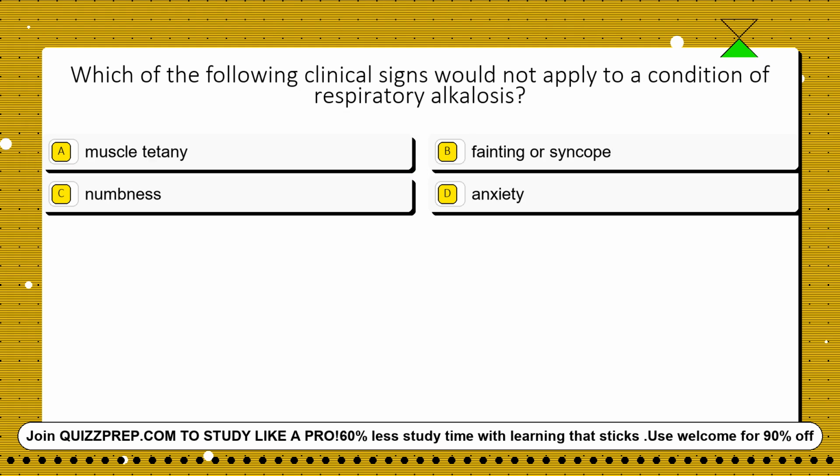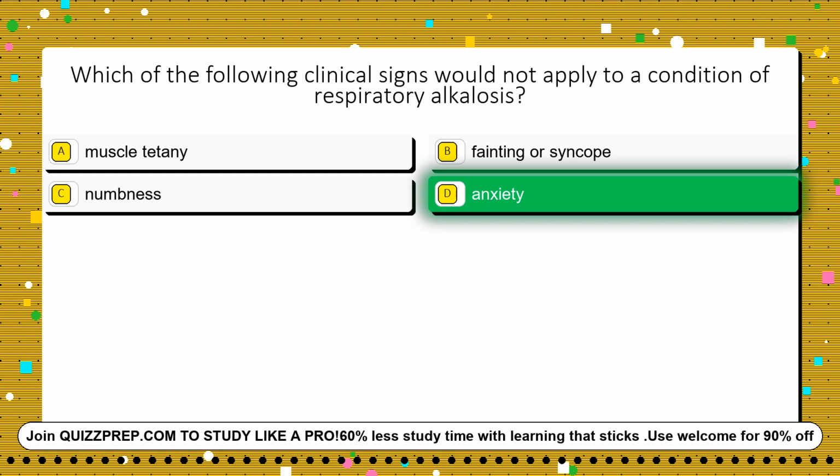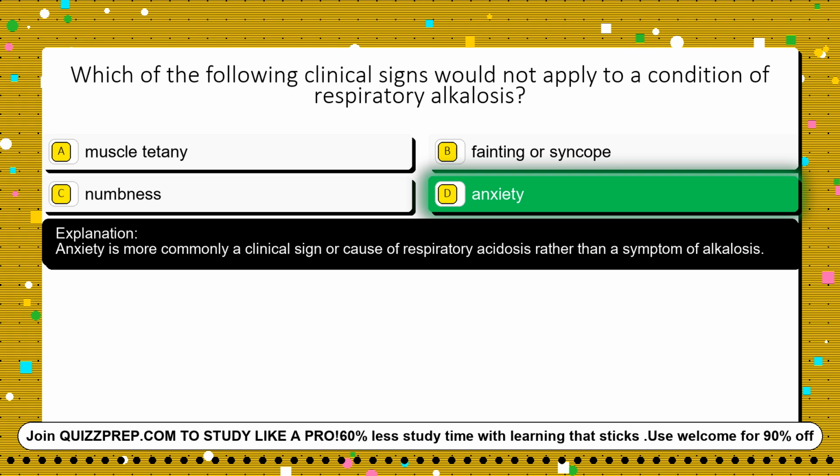Question 45. Which of the following clinical signs would not apply to a condition of respiratory alkalosis? Option A, muscle tetany. Option B, fainting or syncope. Option C, numbness. Option D, anxiety. The correct answer is option D, anxiety. Anxiety is more commonly a clinical sign or cause of respiratory acidosis rather than a symptom of alkalosis.